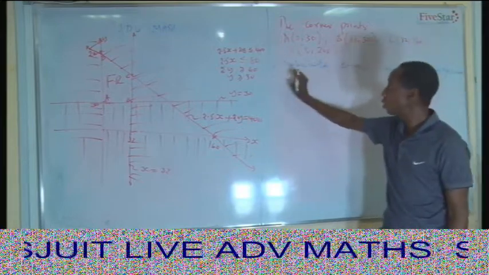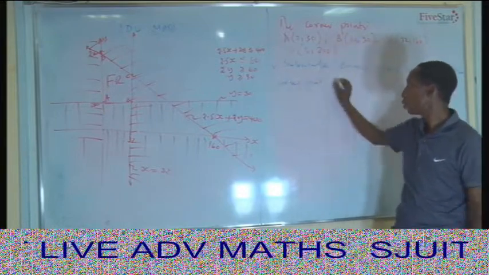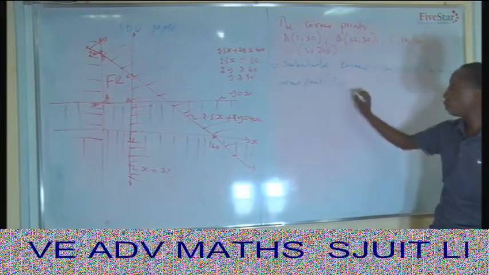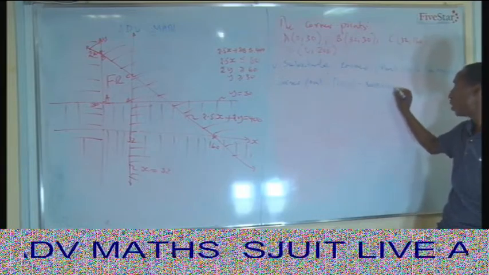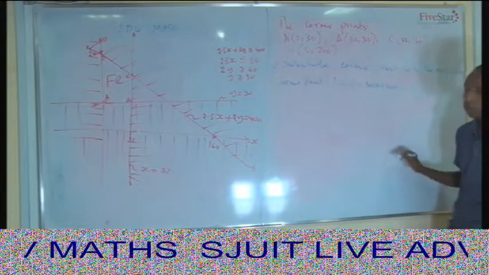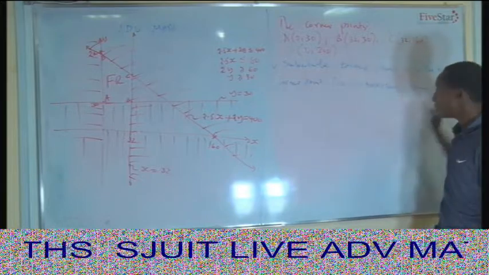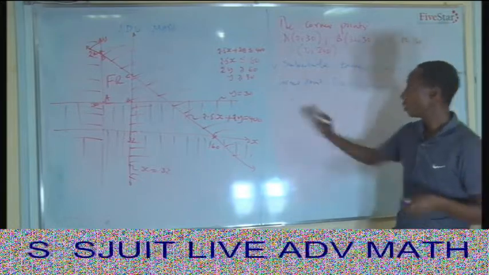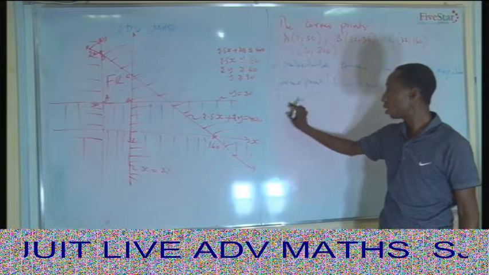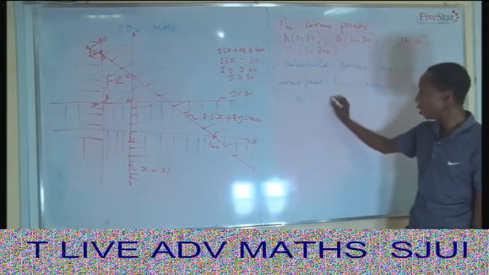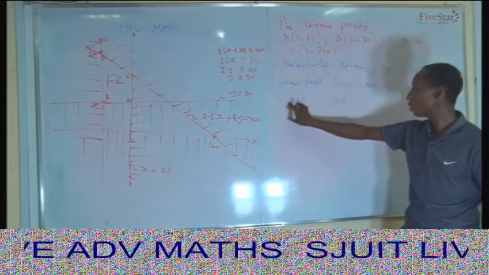So we can draw a table-like form like this, put the column of corner point, and put the objective function, which is f(x, y) equals 300x plus 200y, the given objective function. And of course, we need the value of the objective function at each corner point. So we take the first corner point, which is (0, 30), meaning here x is 0 and y is 30.